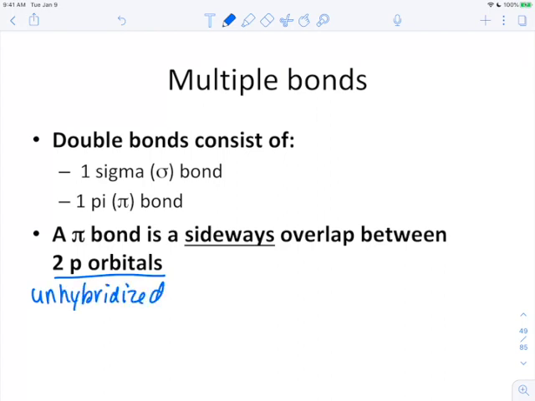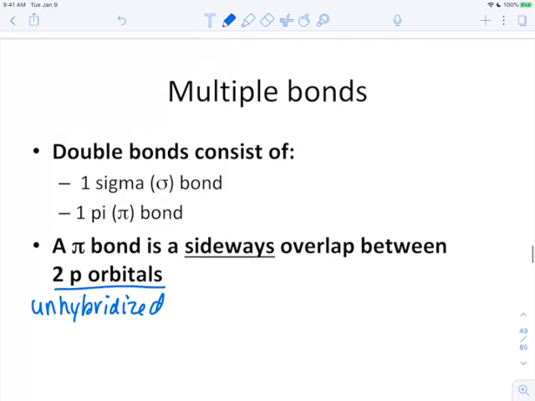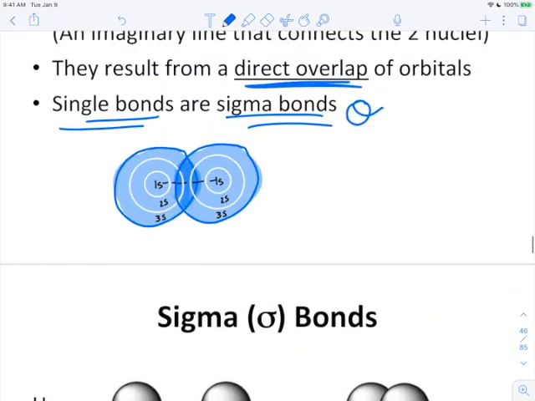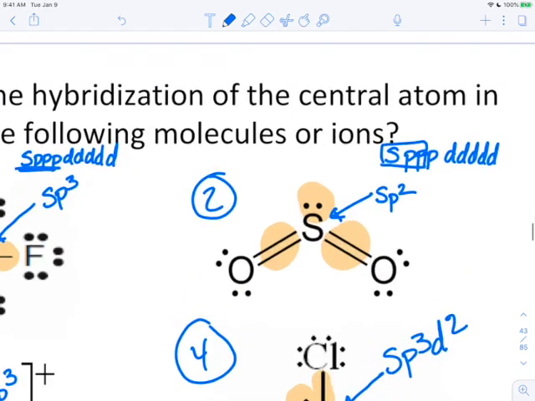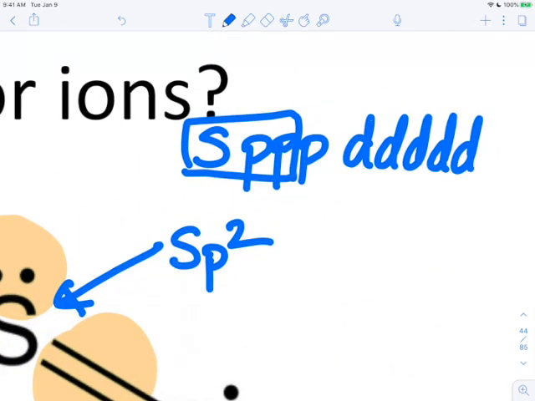Again, the pi bond can only happen between unhybridized orbitals. So in other words, when you were hybridizing things, let me go way back over here. Let's say you didn't use all of your p orbitals, like here we have a spare p orbital. It is now available for a pi bond, but it has to be a p that you didn't use before.